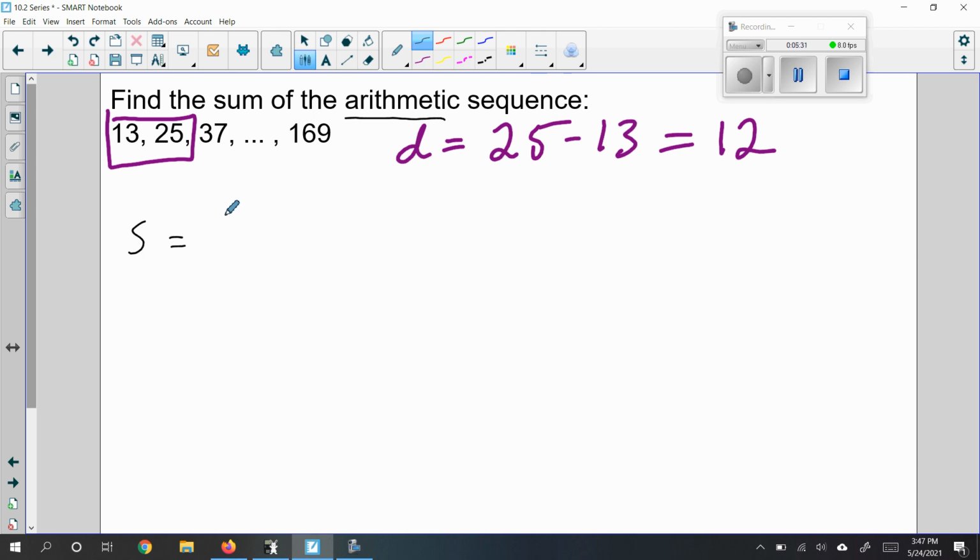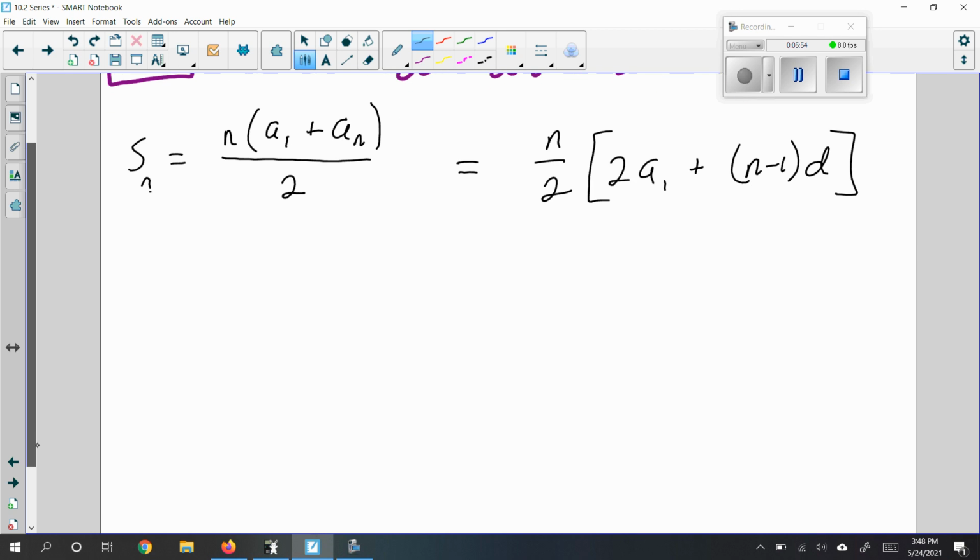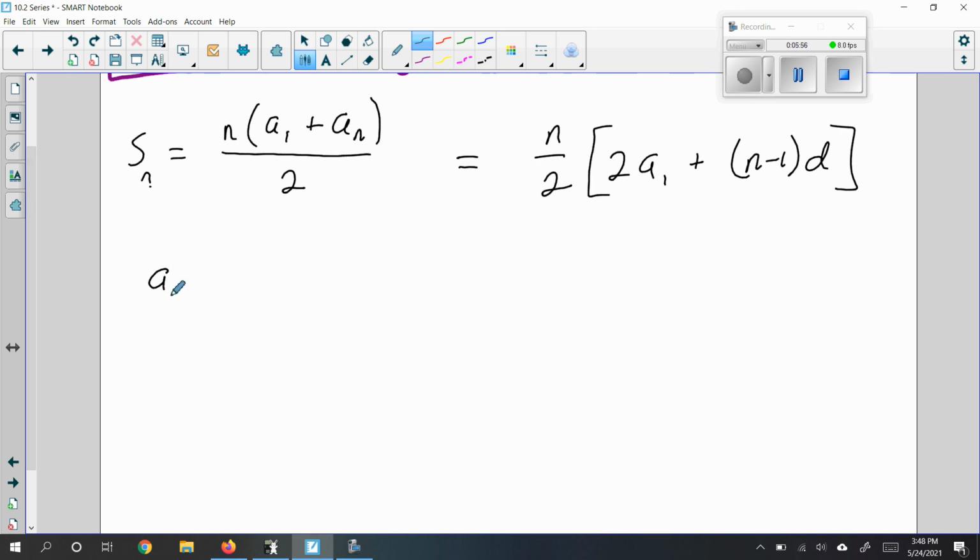So what do we know? We know we have these two formulas. We know the first term in the sequence. We know the last term in the sequence, which is 169. We also know d, but we don't know n. So in order to find n, what we can do is we can use this formula. Find the nth term in the sequence.